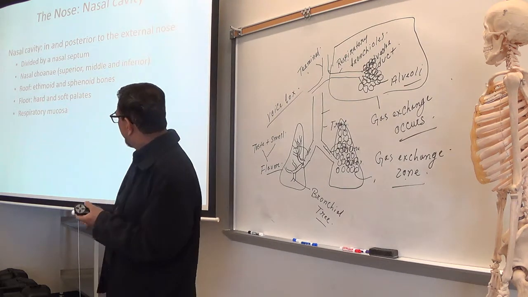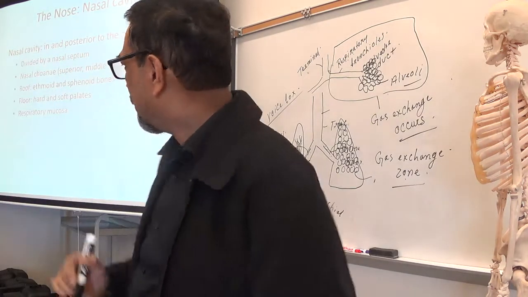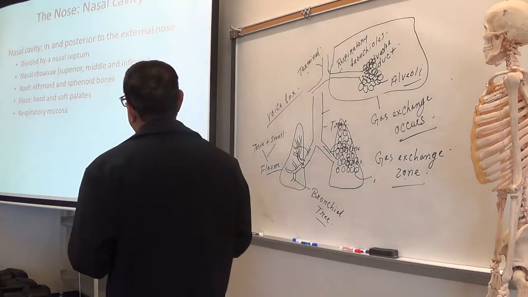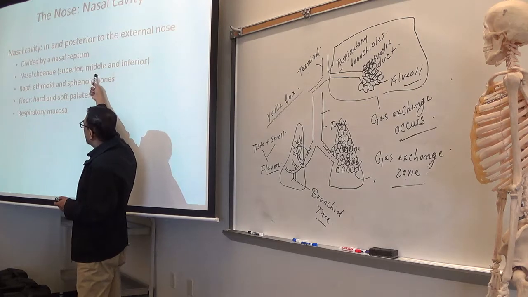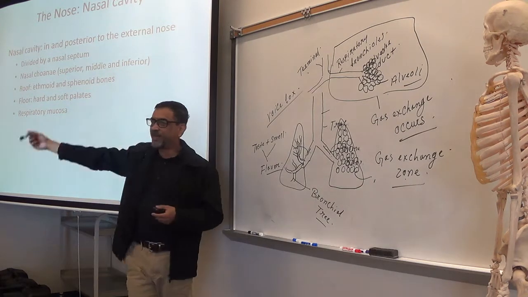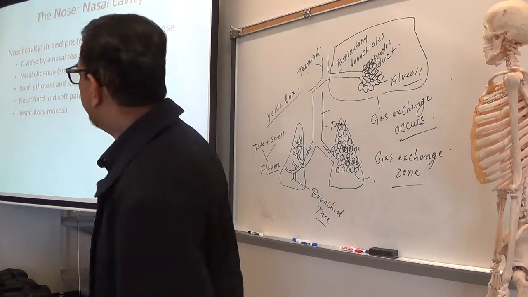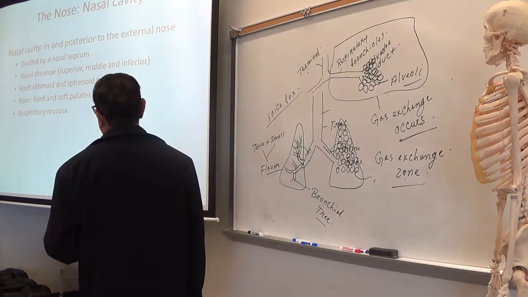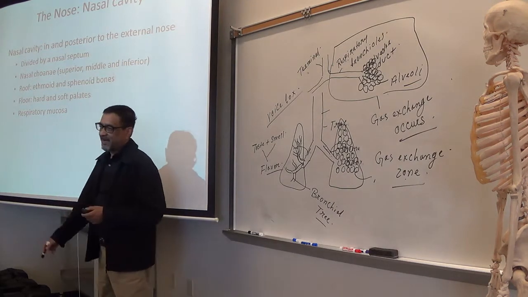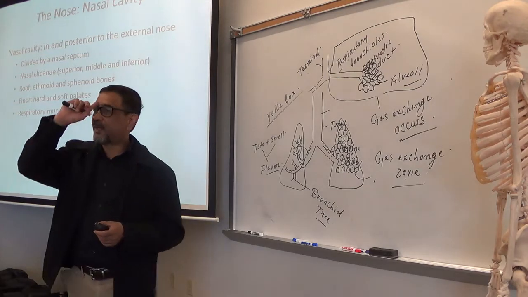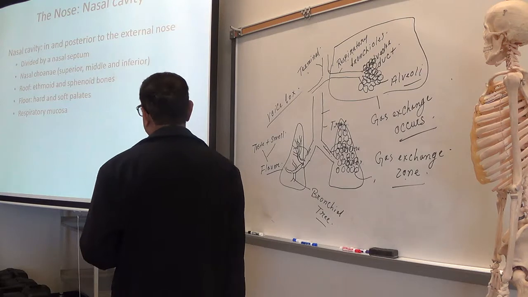Okay. Now, the nasal septum divides the nasal cavity into two halves. And inside the nose, you have the concha: superior, middle, and inferior. Concha or conchae, both are correct. And the roof of the nasal cavity is formed by two bones, the ethmoid and sphenoid.